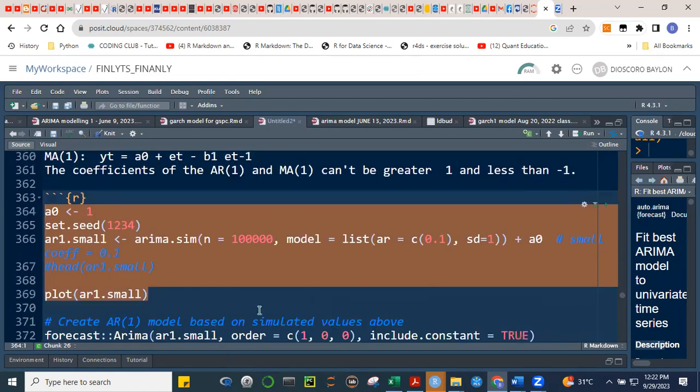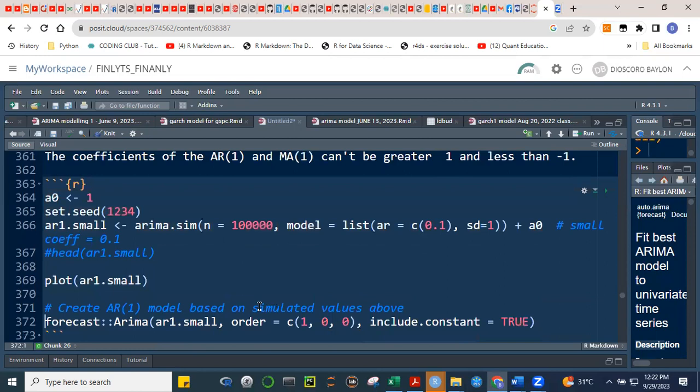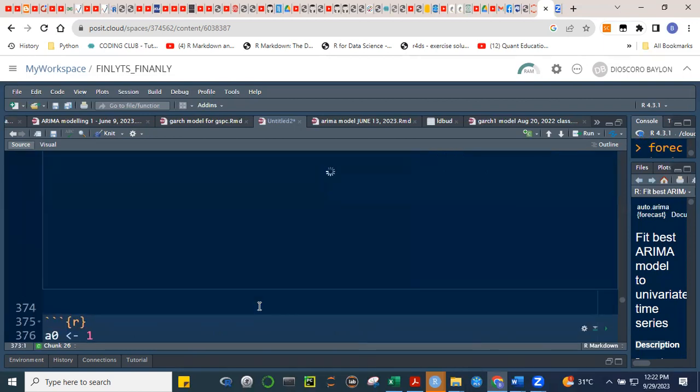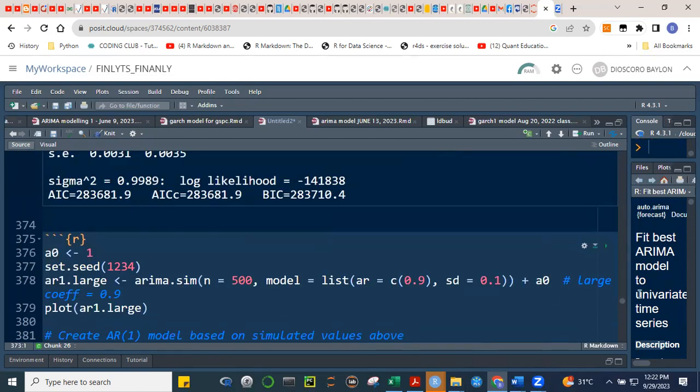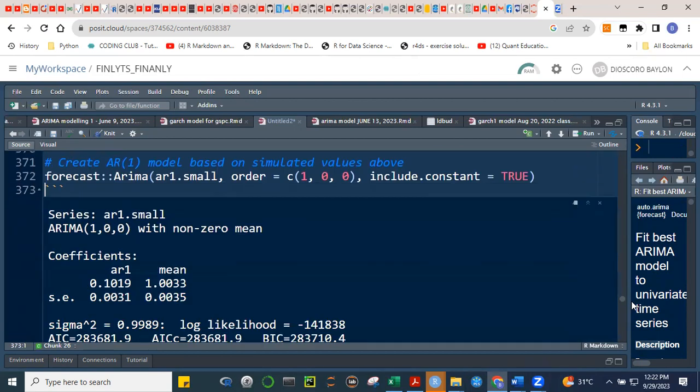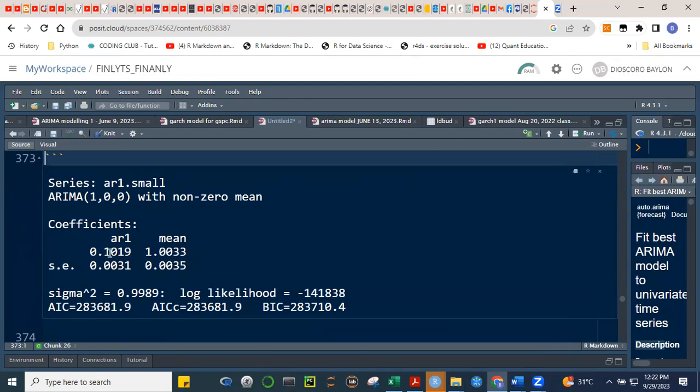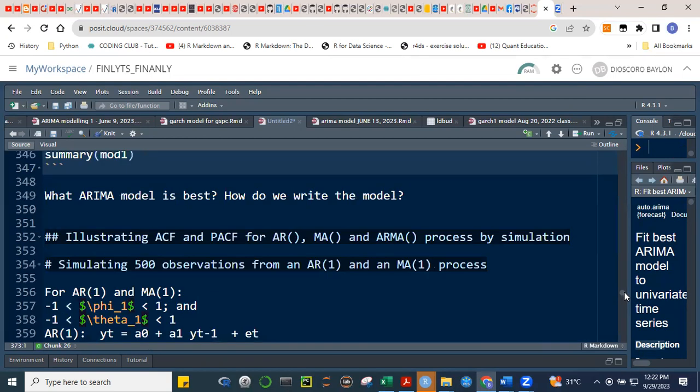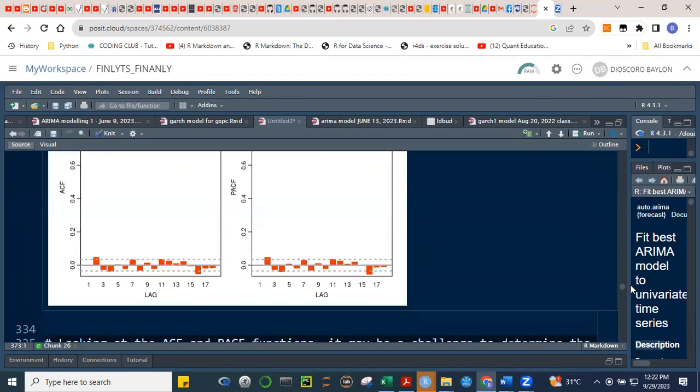So let's now get the ARIMA model for this one, using the forecast function. Control Enter. All right. Take a look at it now, it's 0.1, it's close now. Because you have a better sized data. The mean is practically 1, and the AR component is almost 1. Okay? Let's take a look, class.